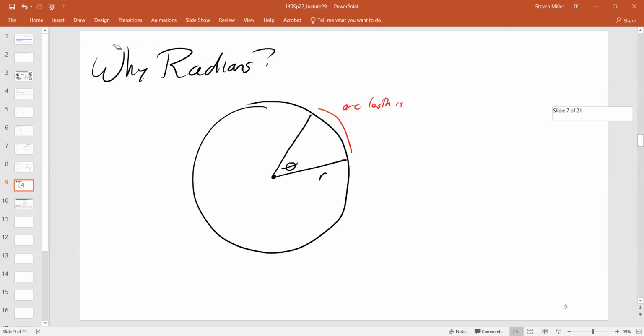Well, what's the perimeter of the entire circle? 2 pi r. What fraction of the perimeter do I have? Theta over 2 pi times 2 pi r is theta r. So the arc that makes an angle of theta with the center of the circle, its length is just theta times r. If r equals 1, then the measure of the arc is the same as the measure of the angle. They're different units.